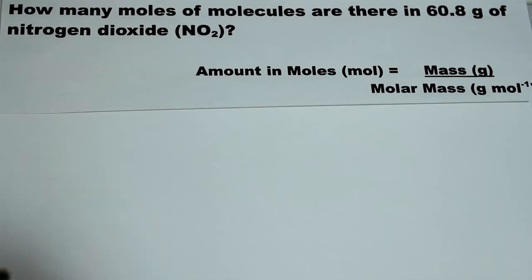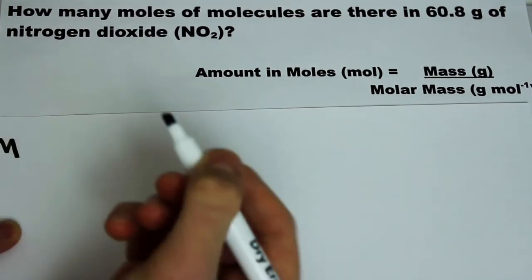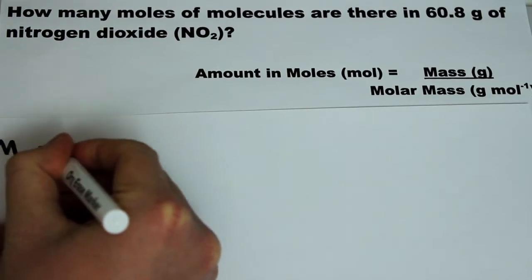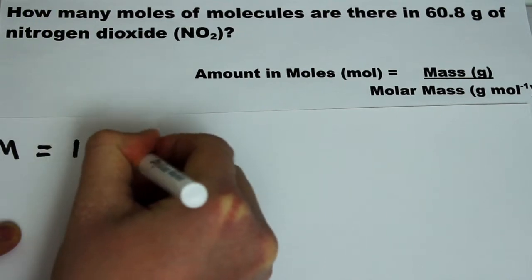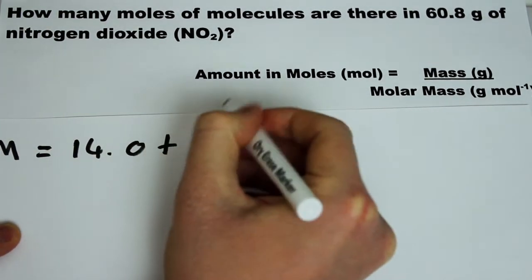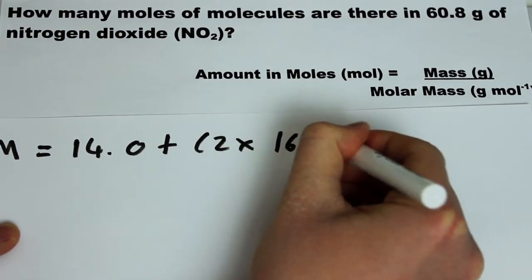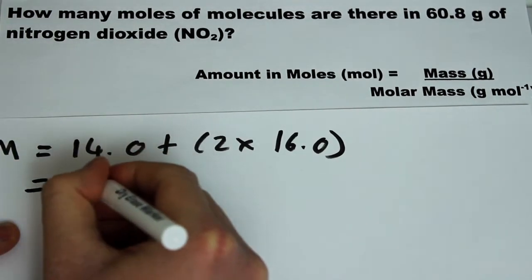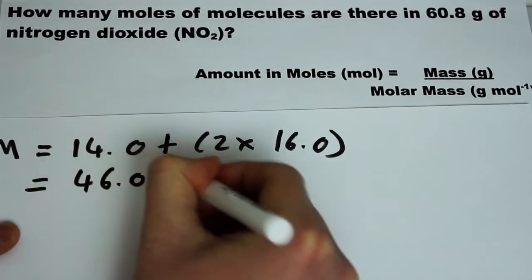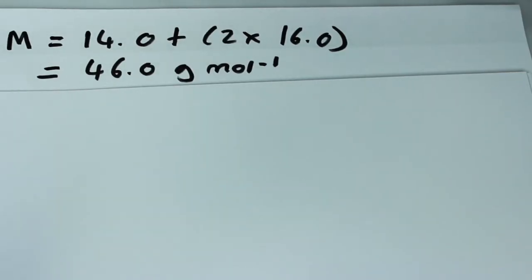So to work out the molar mass of nitrogen dioxide, we must do the following. M, which is the symbol we use for molar mass, equals the relative atomic mass of 1 nitrogen, which is 14.0, plus 2 times the relative atomic mass of oxygen, which is 16.0, and then that gives us a molar mass of nitrogen dioxide of 46.0 grams per mole.